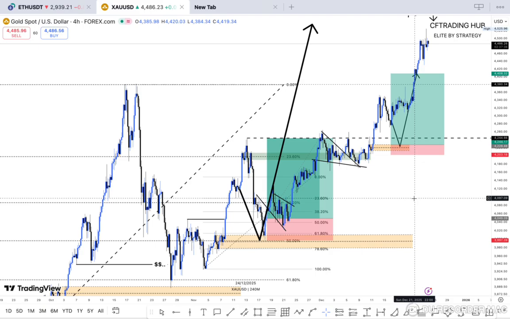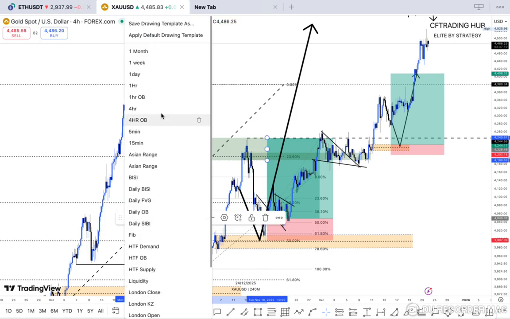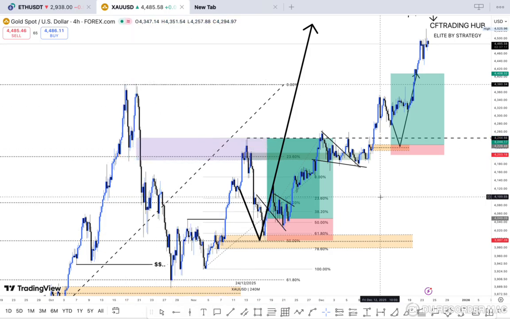Just so you can see what the fair value gap actually represents over here. So this is a fair value gap over here. You can see it. See this gap over here. See the gap over here. See the gap over here too.